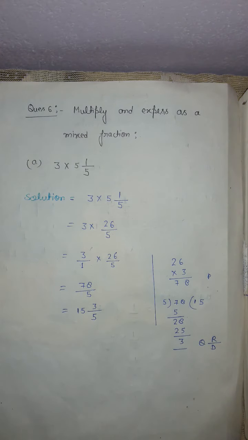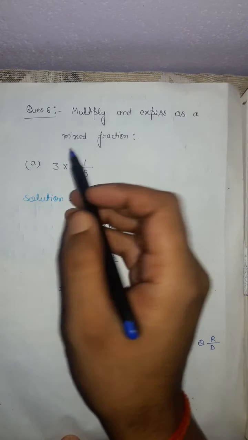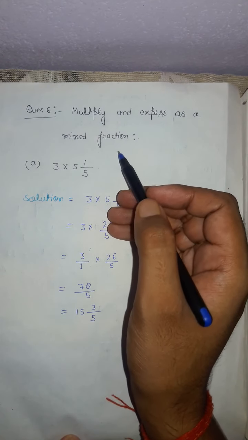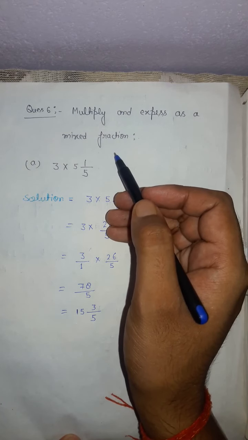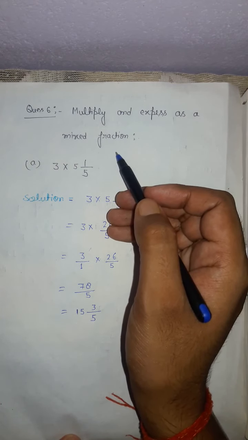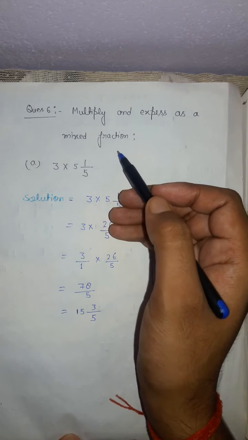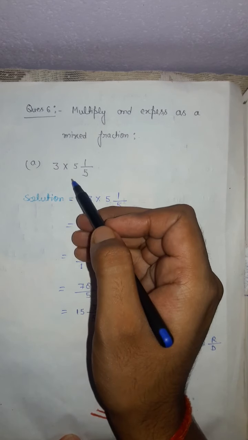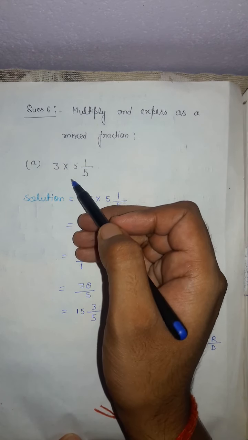Now see question number 6. It is given: multiply and express as a mixed fraction. We have to multiply the given fractions, and after that, the result we get we have to convert into a mixed fraction. Now see part A, our first question, and like this you will do the remaining questions.